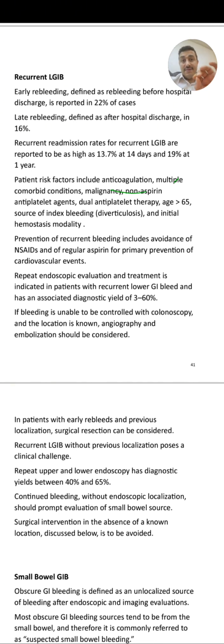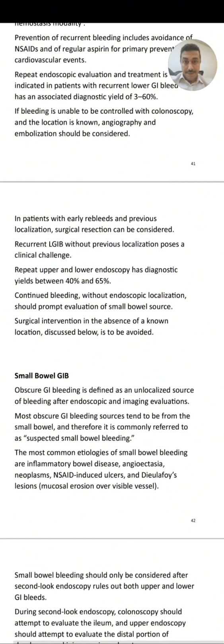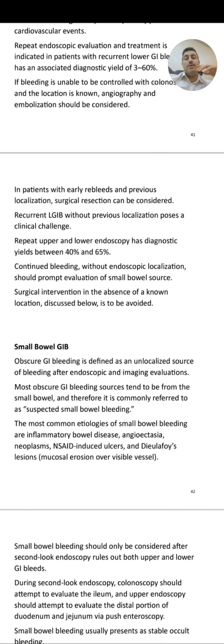We say that if there is recurrent lower GI bleeding, repeat the colonoscopy, repeat the upper endoscopy. If it's not found, even repeat the CT angio. Of course, if we are just talking about recurrent GI bleeding, we are facing a problem if we didn't find the location.